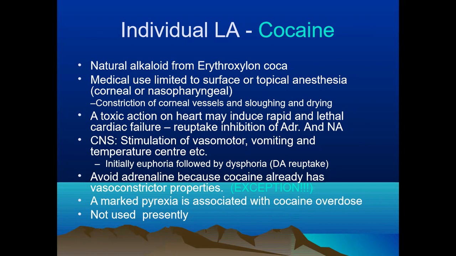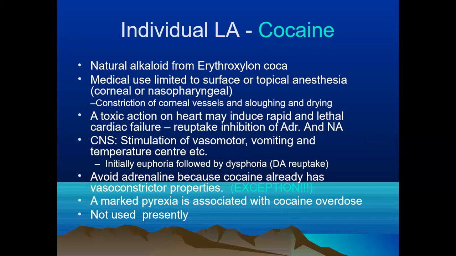It causes inhibition of noradrenaline reuptake, so central nervous stimulation of vasomotor, vomiting, and temperature centers. Initially there is euphoria followed by dysphoria, which is due to the same effect. Avoid adrenaline because cocaine already has vasoconstrictor properties. Sometimes you may come across preparations combined with adrenaline, and that should be avoided. Marked pyrexia is associated with cocaine overdose, and it is not used parenterally.